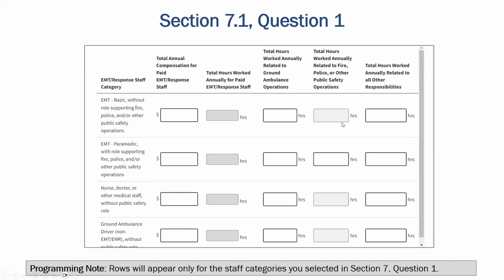One other quick note on this slide, you'll see total hours worked annually related to fire, police, or other public safety operations is also grayed out in a lighter gray for some rows. And that's because that column only appears for categories that you report as having fire, police, or other public safety roles. So if you've got EMT, say firefighter paramedics, you'll include them in a category like this one, and then you'll be required to put in hours worked total for both ground ambulance operation and other fire, police, or other public safety operations.